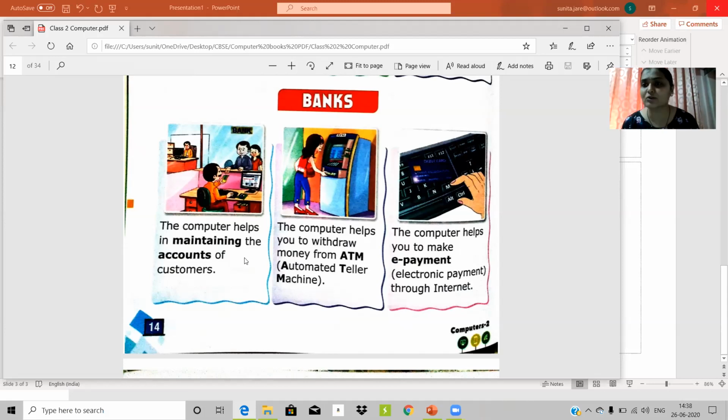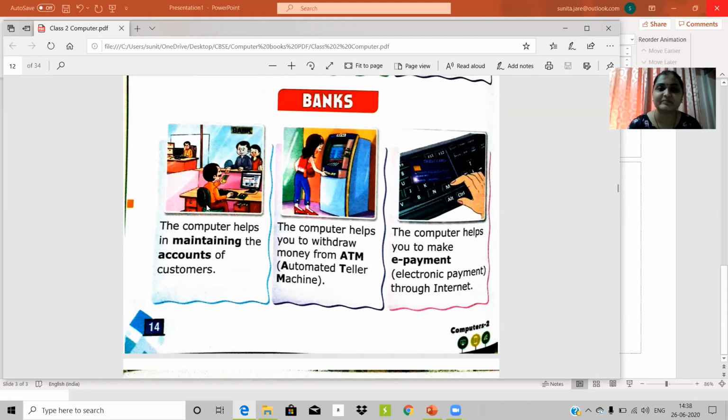So all those details will be stored with the help of computer, so that nobody can see that information. The information will be secured inside that computer. Nobody can see it, nobody can use it, nobody can make transactions for you from your account. So yes, for all those purposes computer is used.